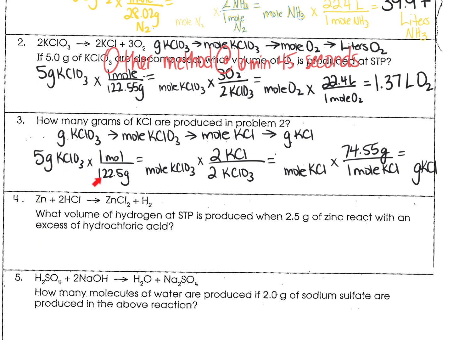I start with grams. I convert to moles using the molar mass of KClO3, find my moles of KClO3. It is a 2-to-2 ratio to get me to KCl, so I'm going to have the same number of moles of KCl as moles of KClO3. Then I use my molar mass of KCl to find out how many grams of KCl I'm going to be producing. So I should get 3.04 grams of KCl.